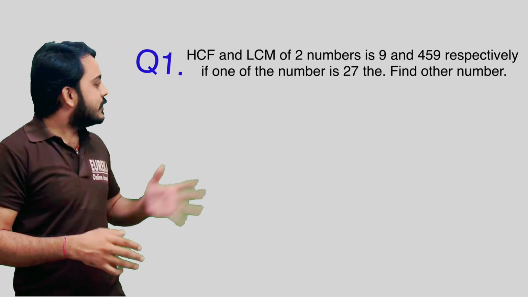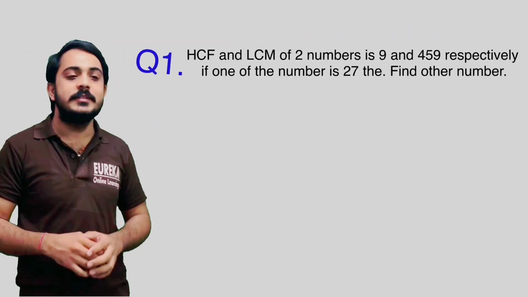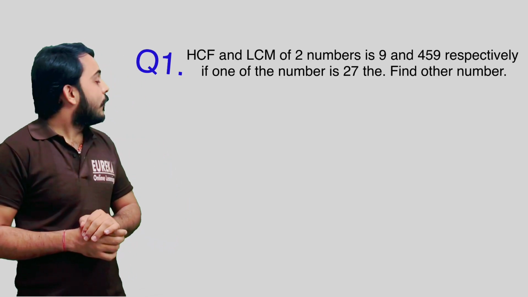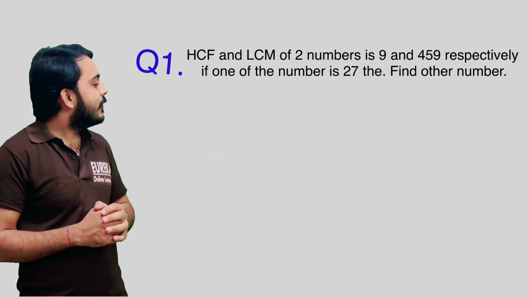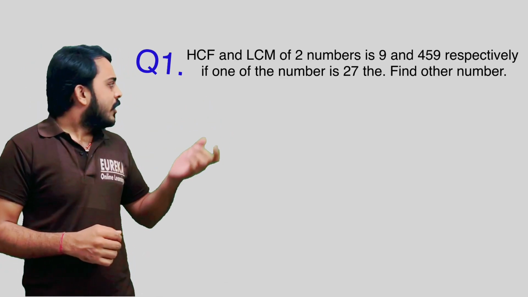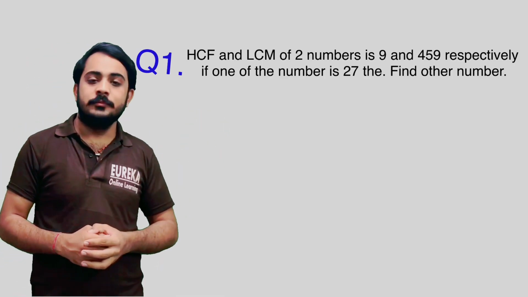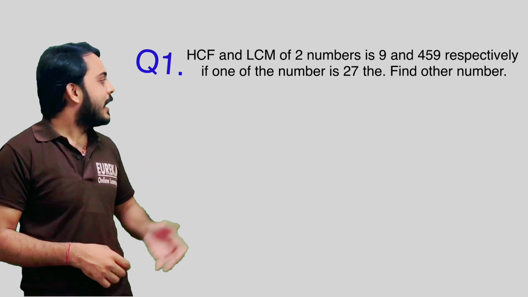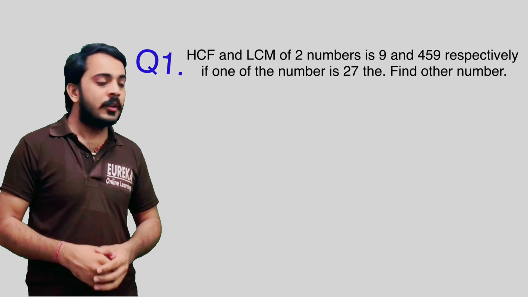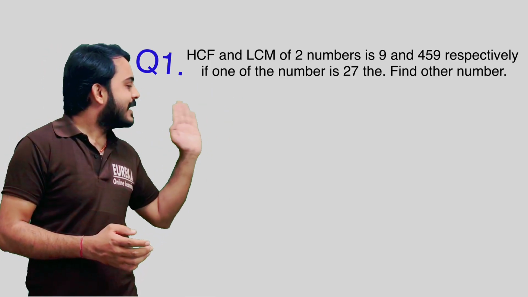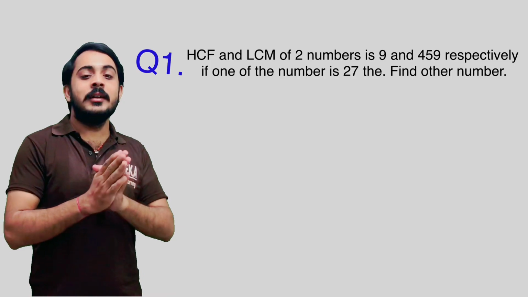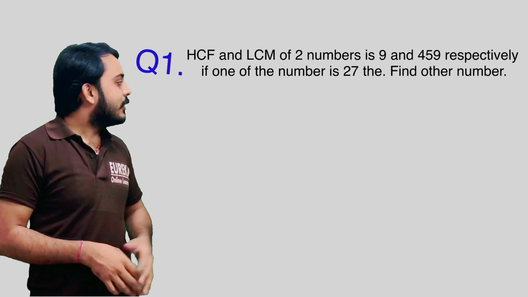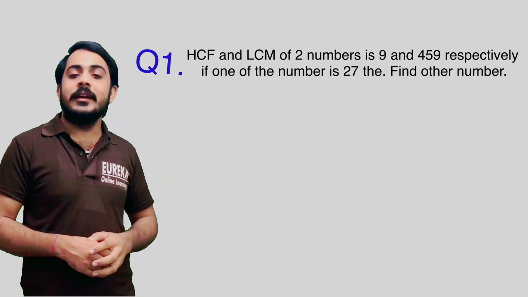The first question related to this problem is: the HCF and LCM of two numbers are 9 and 459. If one number is 27, then find the other number. How will we relate this question to the formula? Here the HCF is 9 and the LCM is 459, one number is given, that is 27, and the question is asking for the other number.